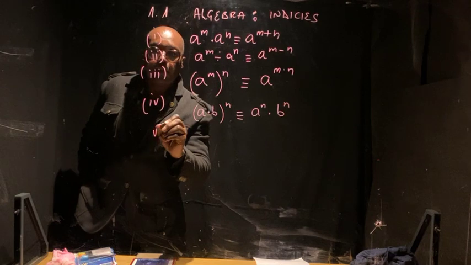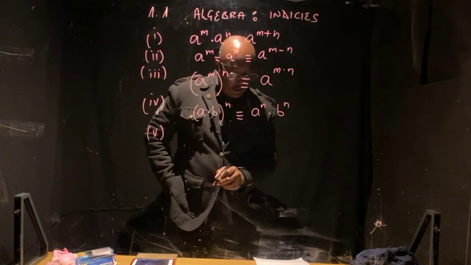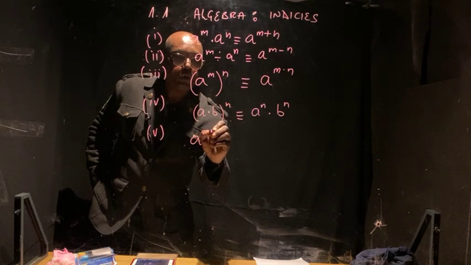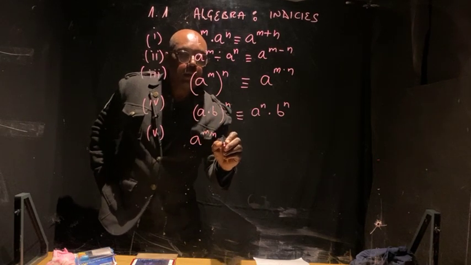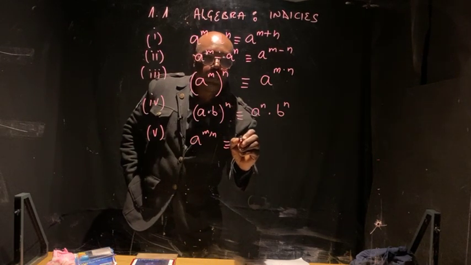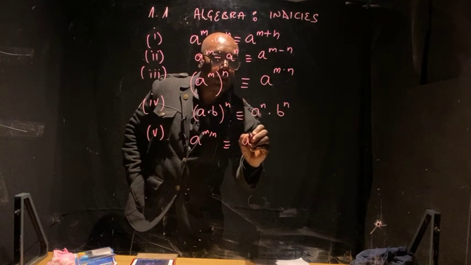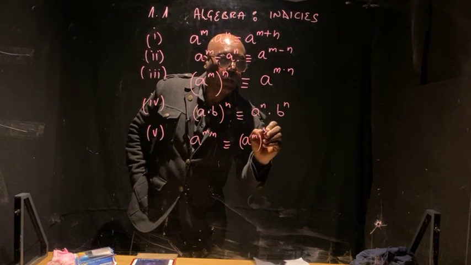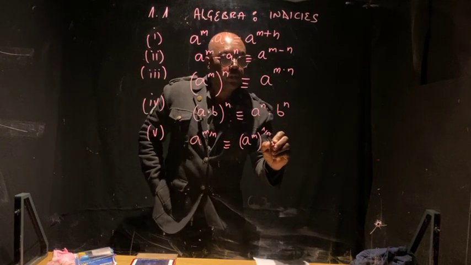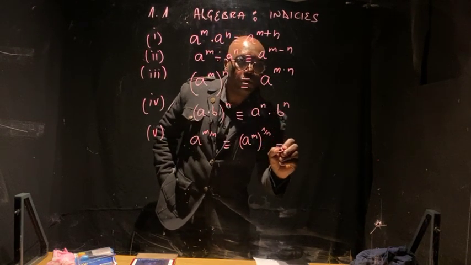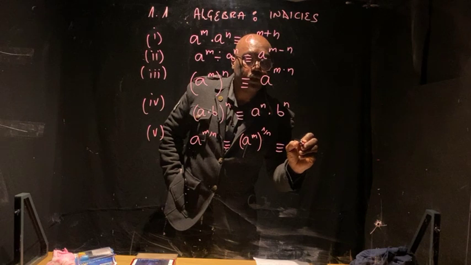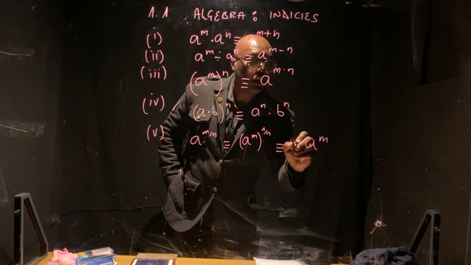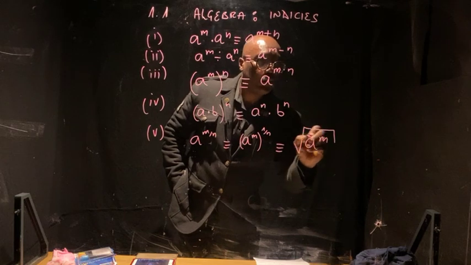Law 5 says that when you have a raised to the power m over n, it is not different from a raised to the power m times 1 over n, which is not different from the nth root of a raised to the power m.